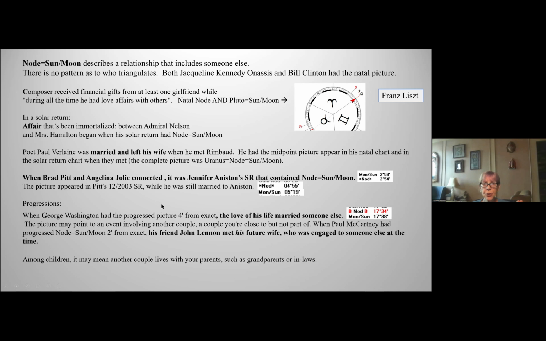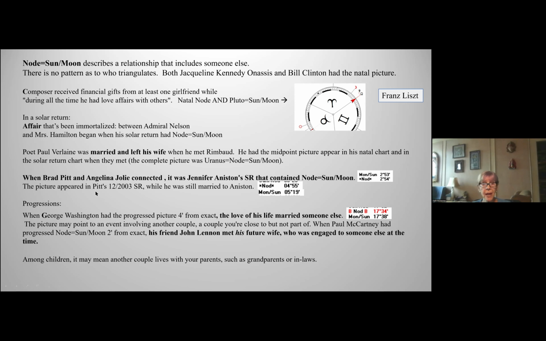When Brad Pitt and Angelina Jolie connected, it was in Jennifer Aniston's solar return that contained node equals Sun Moon. So you could say to her, if she came to you as a client that year, or if she's a friend who you're just chatting with about her chart, that relationship would be triangular. She could have gone out with somebody else, or her husband could have gone out with somebody else. There's no rhyme or reason to who this describes in the relationship. It could be the person whose chart it is, or it could describe their mate.